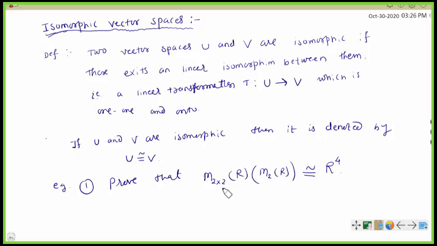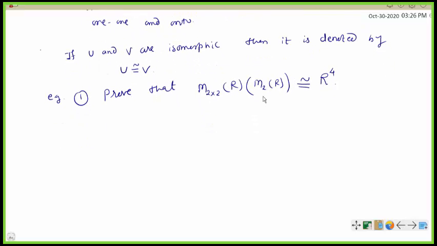For example, consider M2(R), simply M2 by 2 or M2R. This is a vector space of all 2 by 2 matrices over R, and this is R4. R4 is the vector space of the set of all ordered quadruples of real numbers. These are the well-known vector spaces. We have to prove that these two vector spaces are isomorphic. Let us see the solution or proof.